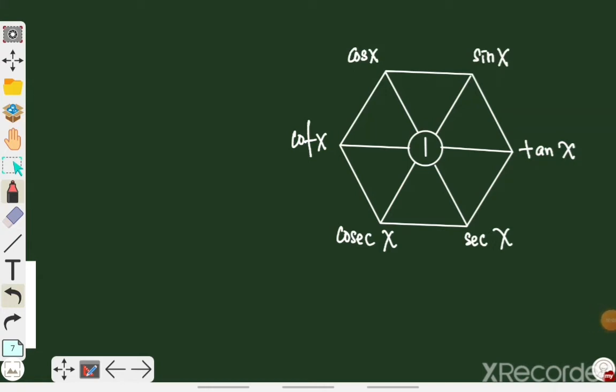Today, I would like to share how to memorize the differentiation of trigonometric functions. If you still remember, we have already discussed this hexagon. So how about the hexagon if you would like to apply the derivative? First thing, I would like to divide this hexagon into two parts. Alright, so I divide the two parts.